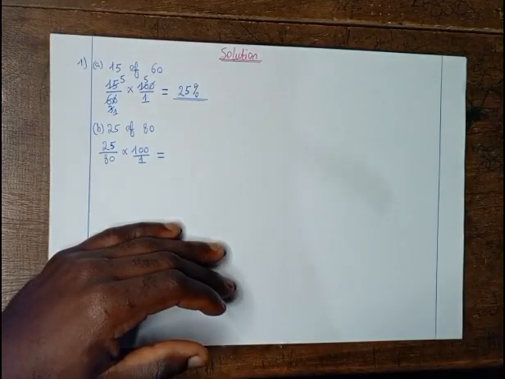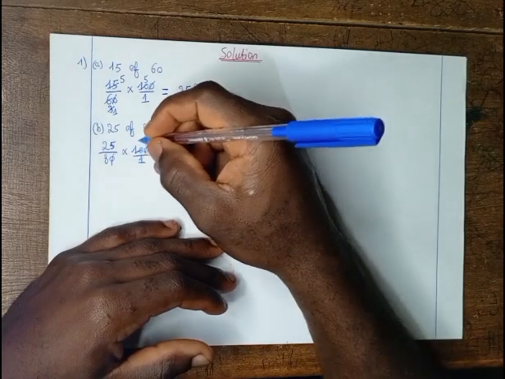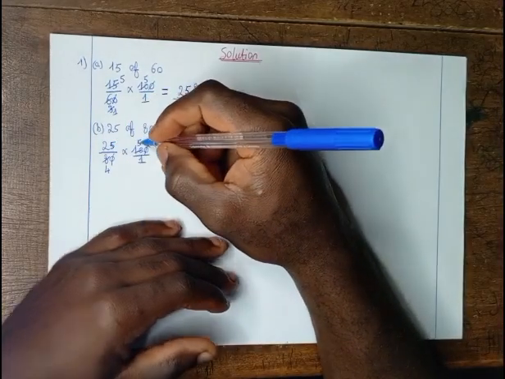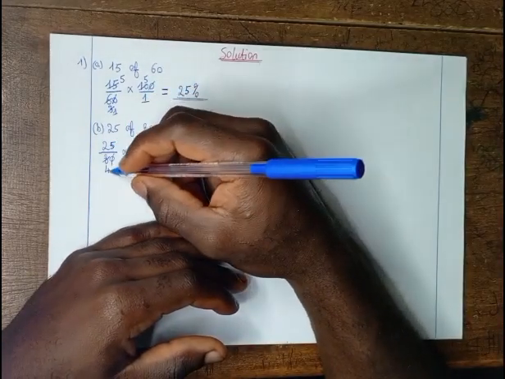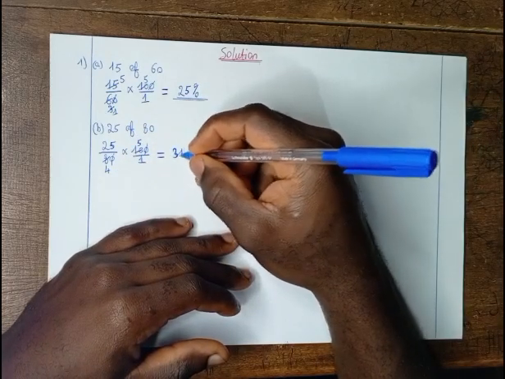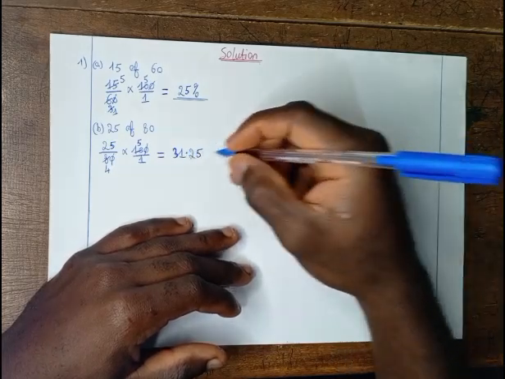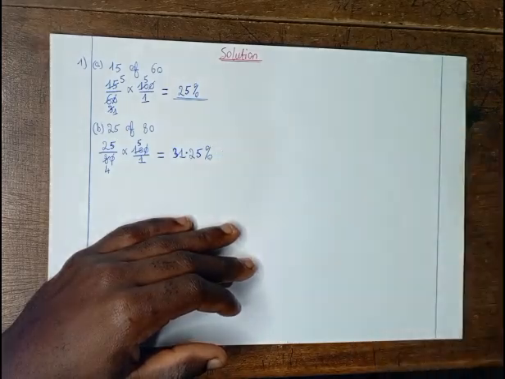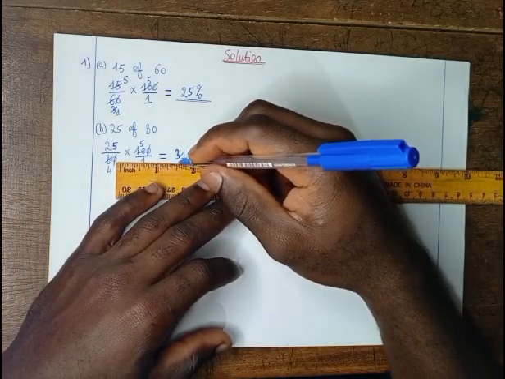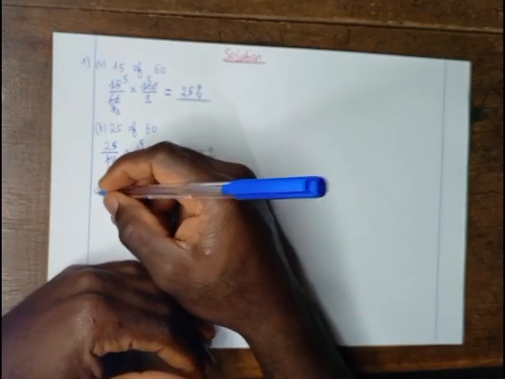Next, now we need to simplify. We know these zeros will strike. 2 will go into 10 5 times. 2 will go into 8 4 times. 25 times 5 gives us 125. If we divide 125 by 4, it gives us 31.25. So 2 decimal places, 31.25. Then we attach the percentage sign. It simply means that 25 of 80 as a percentage is 31.25%. We go now to C.